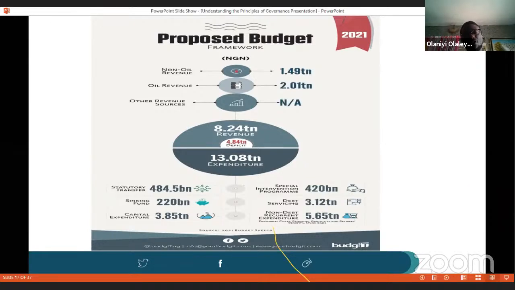Because the other revenue sources of the government are not available. They did not specify where the money will come from. So let's look at the expenditure below it. Expenditure is how they want to spend it.